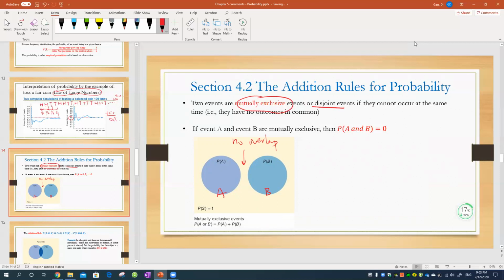Then we have a probability rule. When events A and B are mutually exclusive, the probability of A and B, so both A and B happening at the same time, will be 0. This is important because you have nothing overlapping, and you want to look at the probability of the overlap, which is impossible. So for the basic probability rules, the probability of the impossible equals 0.